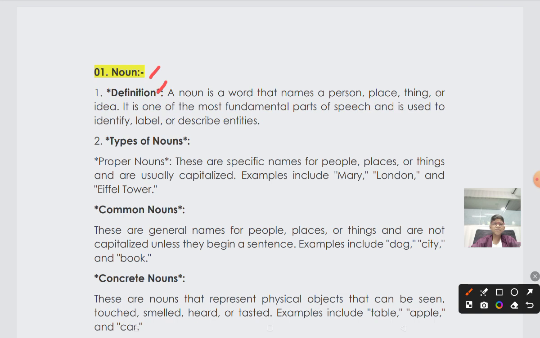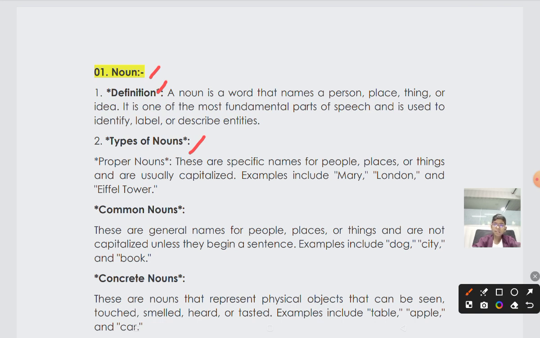It is one of the most fundamental parts of speech and is used to identify, label, or describe entities. So now we're going to start the types of nouns. Proper nouns. These are specific names for people, places, or things and are usually capitalized. Examples include Mary, London, and Eiffel Tower.